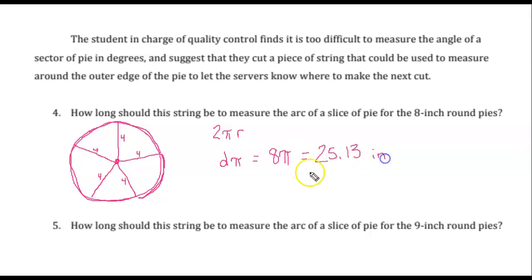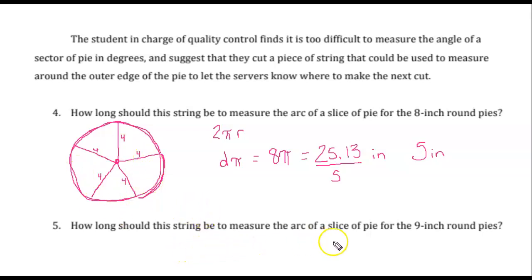25.13 inches. That's the whole circle around the pie, but we want 5 equal pieces, so we're going to divide that by 5, and we are going to get that the string needs to be 5 inches long in order to get 5 equal pieces of the pie.